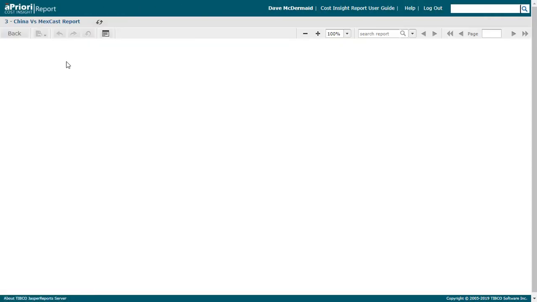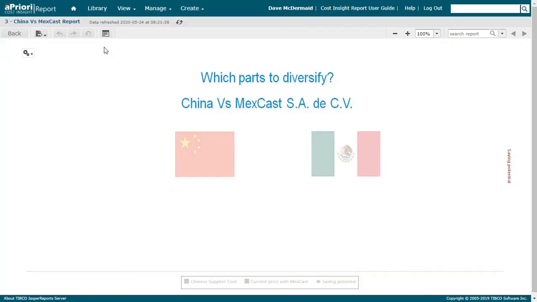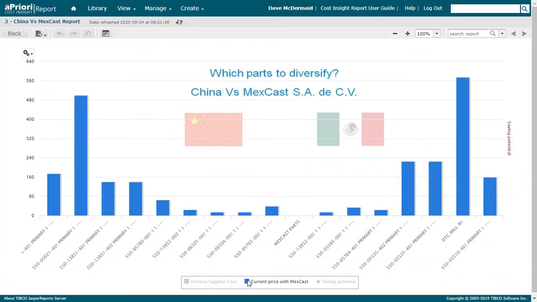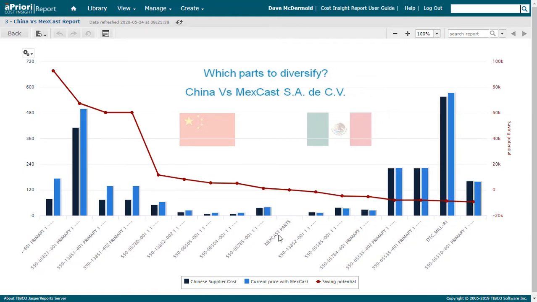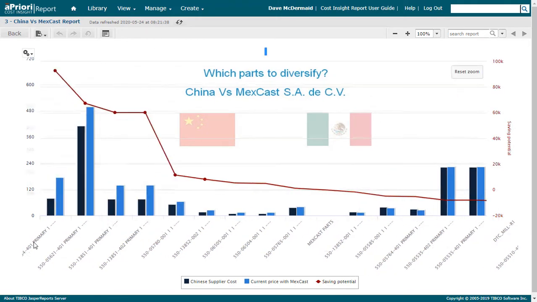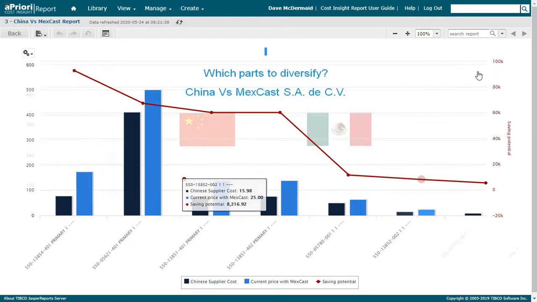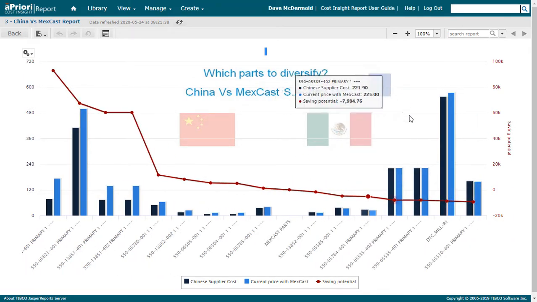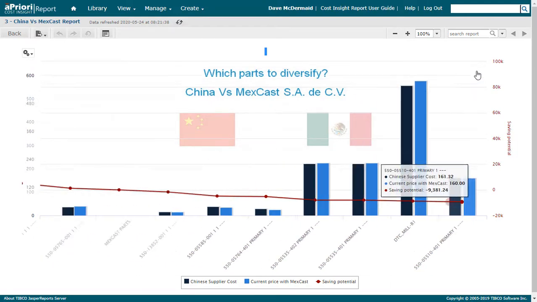Now that I have identified a potential supplier or supply zone, I can easily identify other components that are economically viable to move also. For each component manufactured at Mexcast, aPriori compares its current contract price with a Chinese supplier. Components here are strong contenders for resupply, whereas these ones would be more expensive. Components in the middle are cost neutral, but should be considered for resupply.